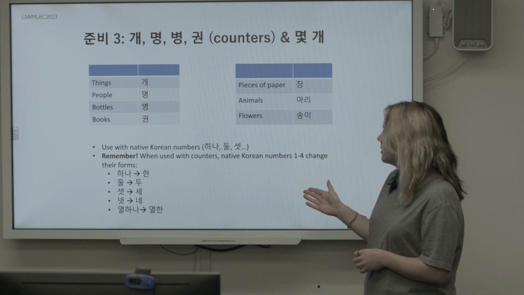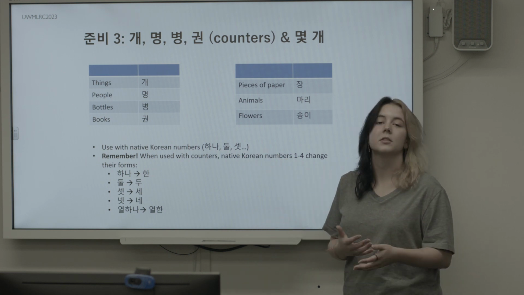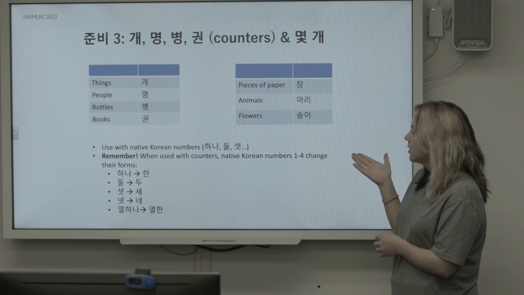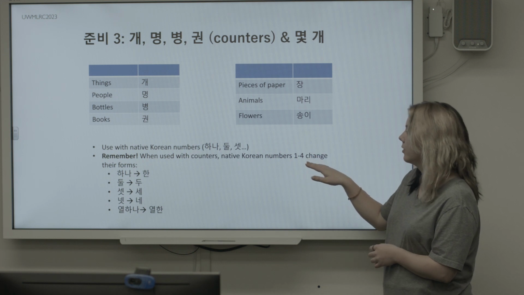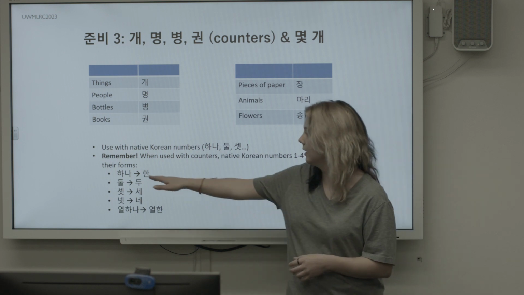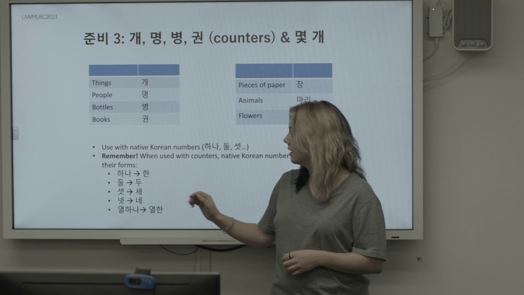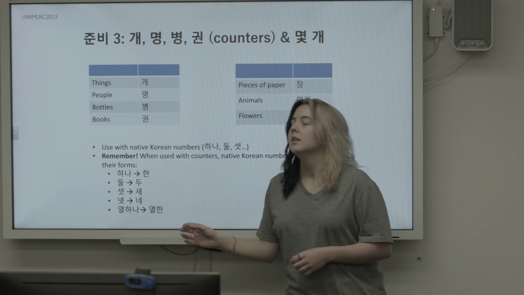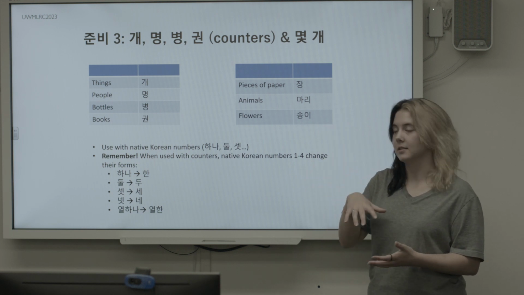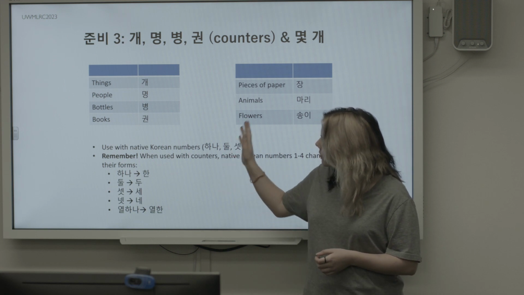When we use counters, we're going to be using the native Korean number system. So that's the number system that begins with 하나, 둘, 셋. When we use counters as well, the native Korean numbers 1 through 4 change their form a little bit. So 하나 becomes 한, 둘 becomes 두, 셋 becomes 세, 넷 becomes 네. And so essentially what you're doing is just dropping that last letter off of the number. So you do this for things with counters.